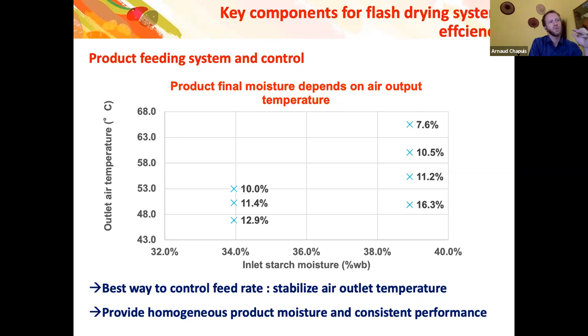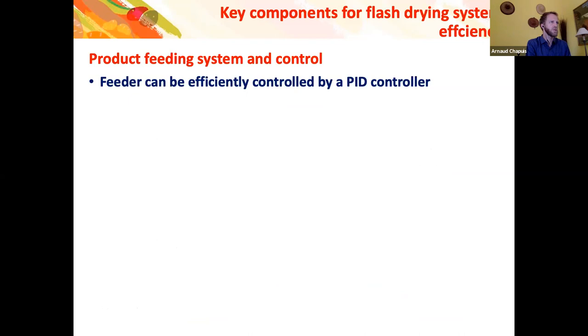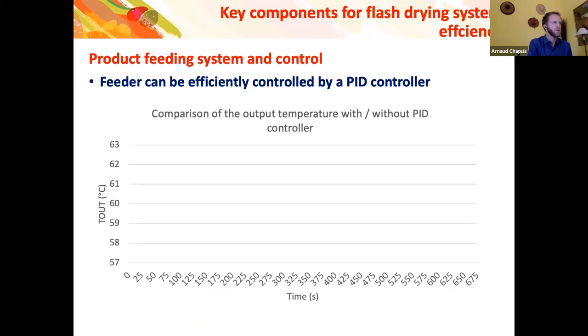What we want here is to control the product moisture well, because you don't need to dry more than 10 to 12% moisture content. If you dry more, you will waste energy for nothing, and you will get less final product. This control of the feeding can be done manually, but it can be done more efficiently with what we call a PID temperature controller. This is a small device that will read the air outlet temperature from a temperature sensor, and will control the speed of the screw feeder to get a stable feed rate.